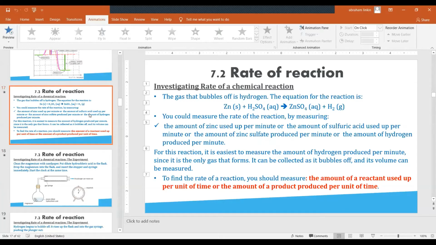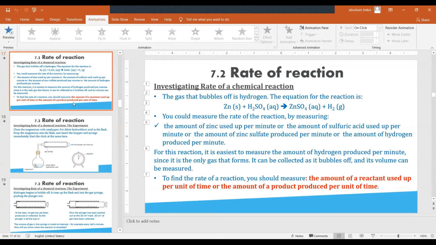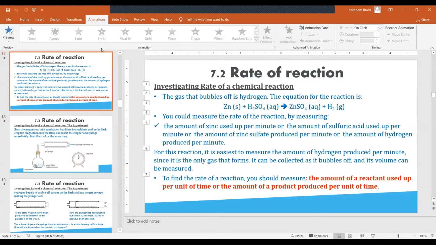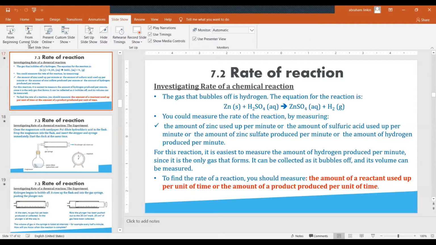And we discussed a little bit about how to measure rate of reaction. Today we will go into detail with the measurements, the investigation.